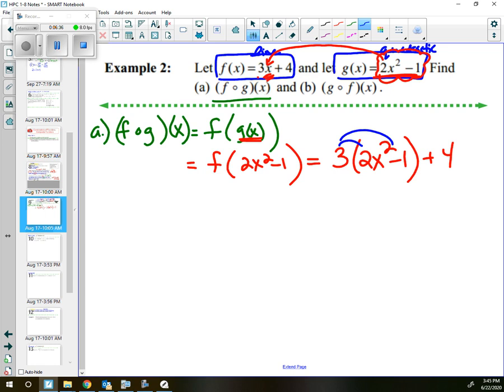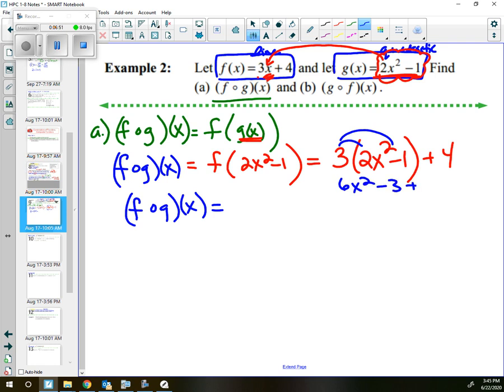From here to the end, it's just making this easier to deal with: distributing and putting together like terms to figure out what f composed with g of x really is. So f composed with g, a new function here, will be this simplified. We've got 6x squared minus 3, and then plus 4. So we've got 6x squared plus 1. Notice what I made here: f composed with g, I made a new parabola. You're making a new function.